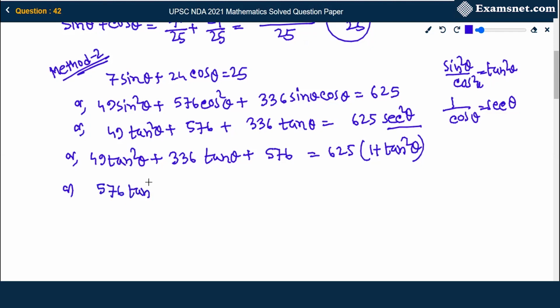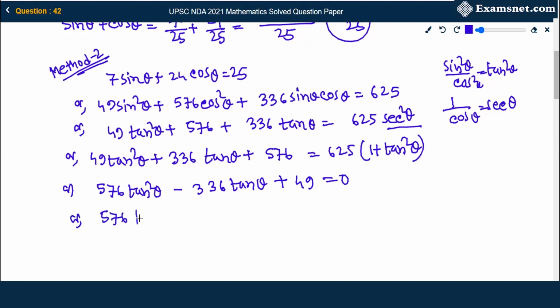576 tan square theta minus 336 tan theta plus 49 equals 0. Now we got a quadratic equation where tan theta is the variable. Okay, so we need to factorize this in order to get the value of tan theta.